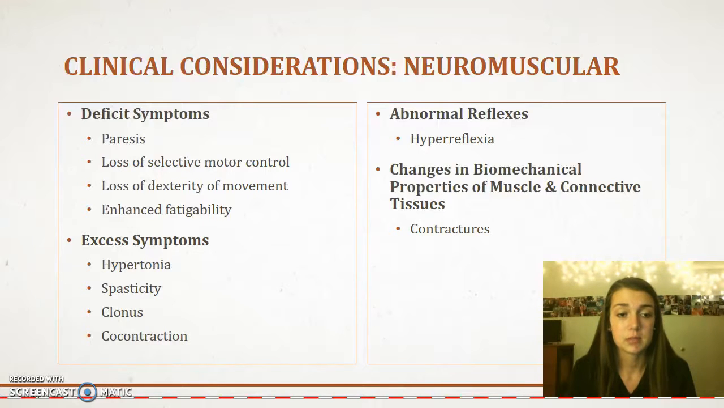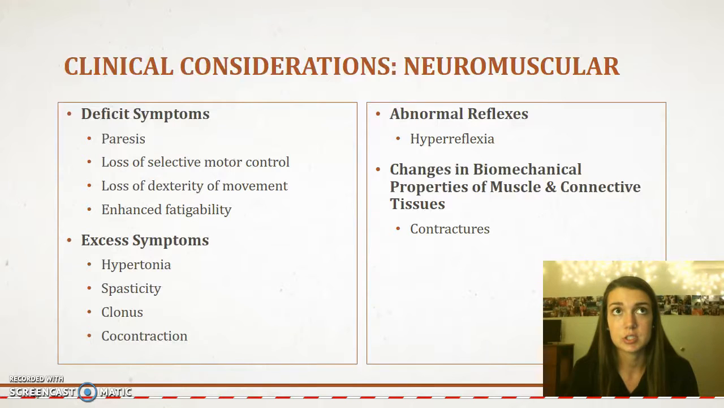So some excess symptoms are hypertonia or increased muscle tone, muscle contraction, activation. Spasticity is resistance to passive movement or increased stretch reflex. Clonus is the involuntary rhythmic muscle contraction. Co-contraction is an involuntary muscle contraction at the antagonist muscle when you're voluntarily contracting your agonist muscle.